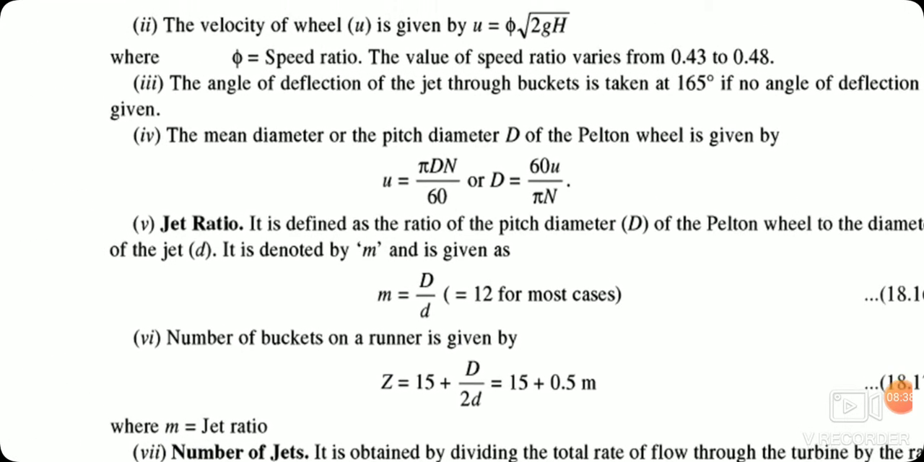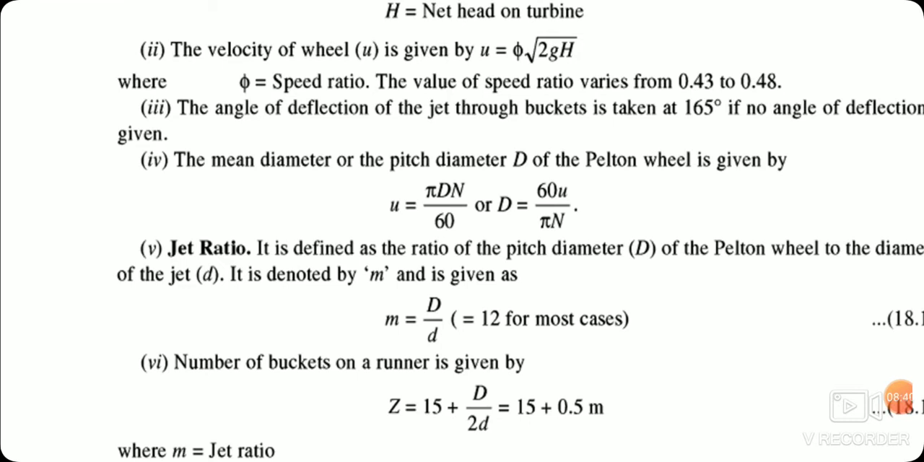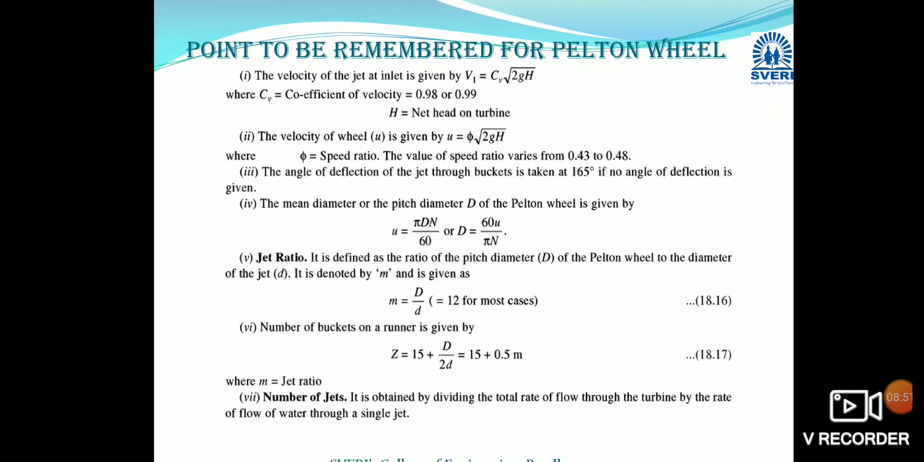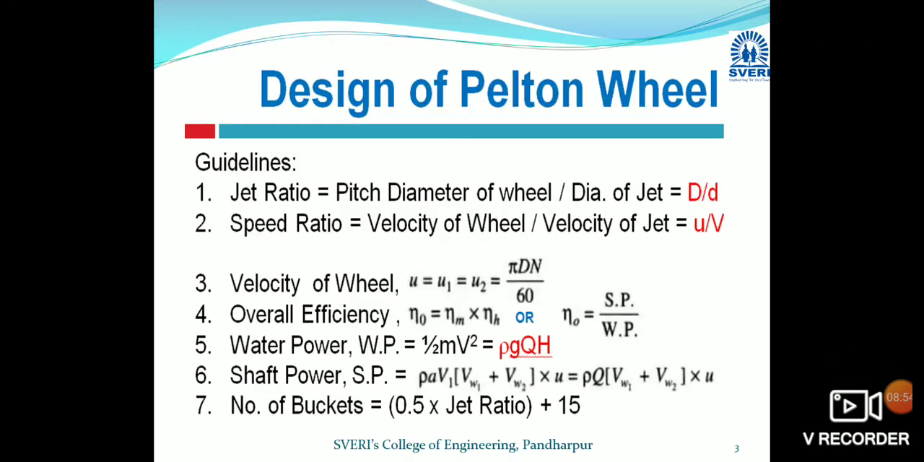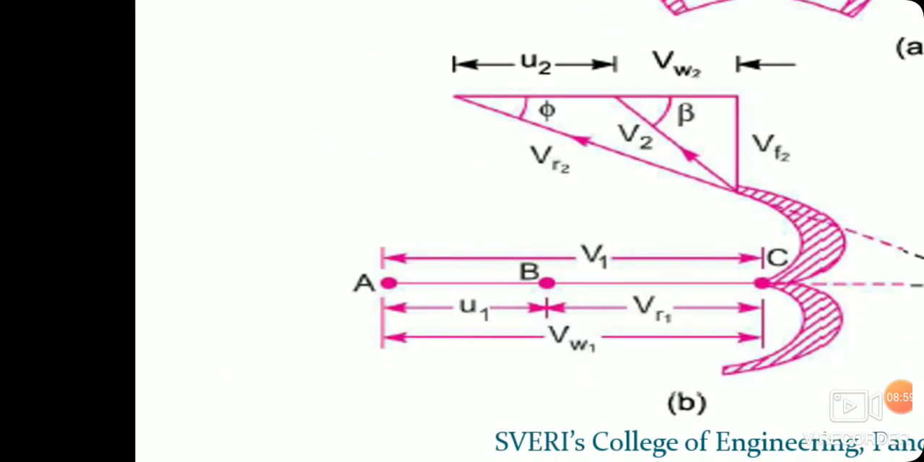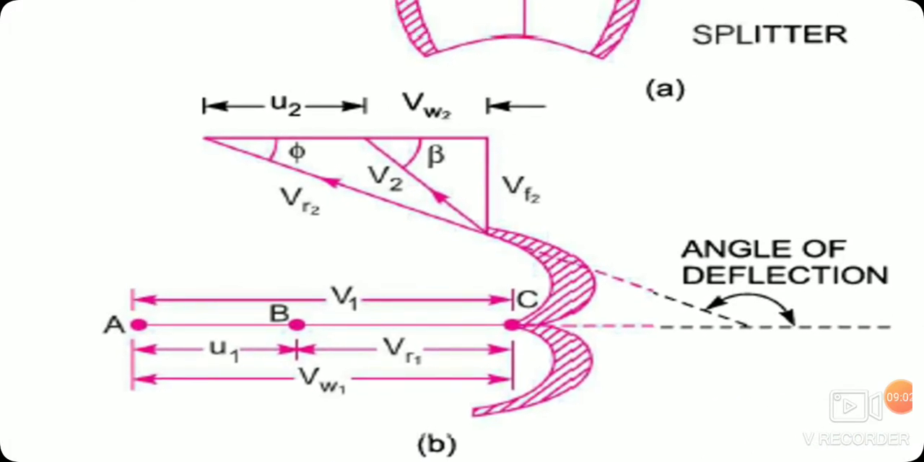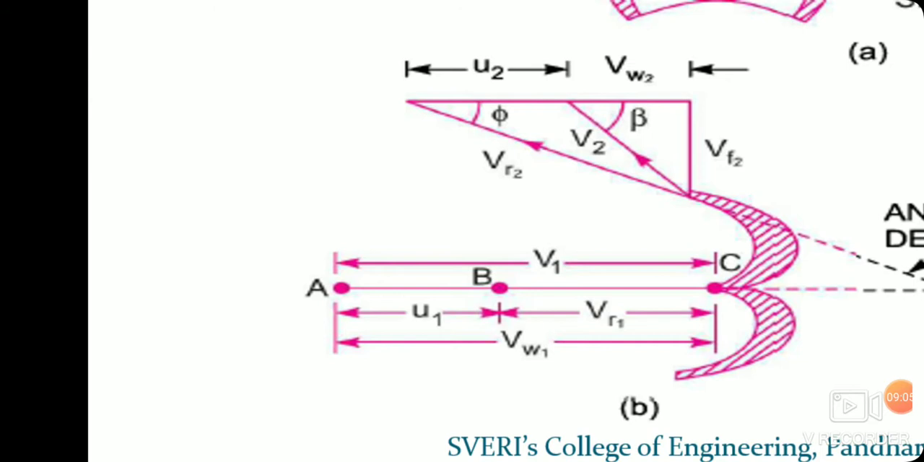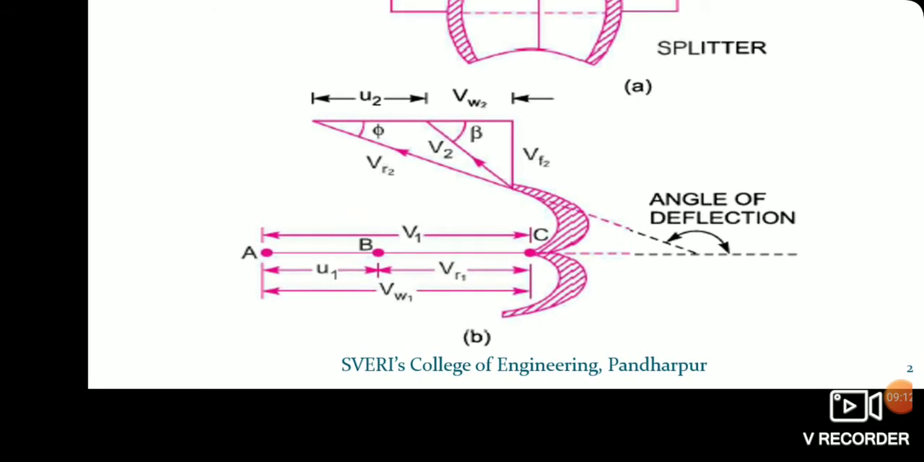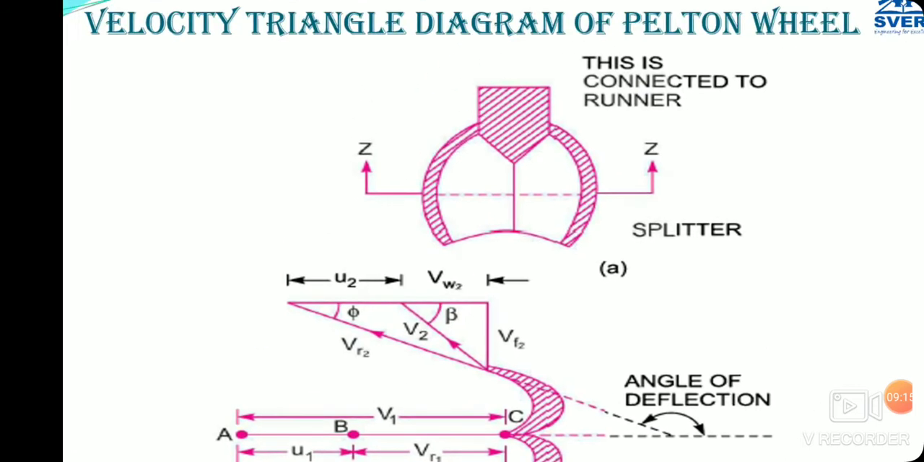Then the angle of deflection of the jet through the bucket is taken as 165 degrees, and from this angle of deflection one can calculate phi. For that calculation, we go to another velocity triangle. Phi is equal to 180 minus the angle of deflection. Therefore, at the opposite angle, the angle is equal to phi. So this phi is also equal to 180 minus the angle of deflection.